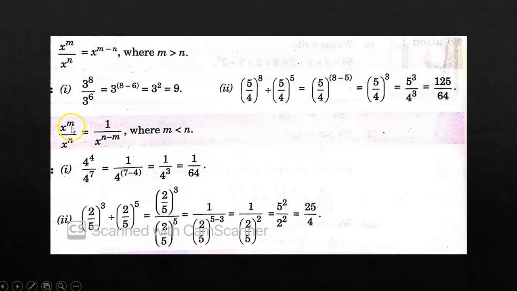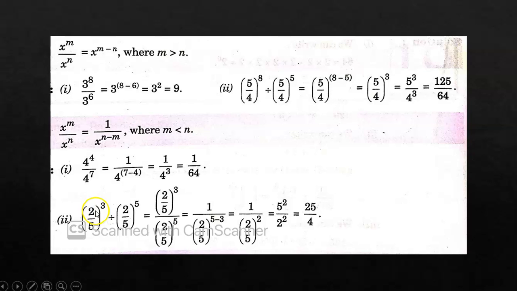So in that case, what will happen? X raised to m upon x raised to n would be 1 upon x raised to n minus m, where m is smaller. So I have 4 raised to 4 upon 4 raised to 7. If you see, my m is smaller. So they have shown 1 upon 4 raised to 7 minus 4, which is 1 upon 4 raised to 3. So 1 upon 64. This they have done, my dear students. This is shown to eliminate the negative sign.